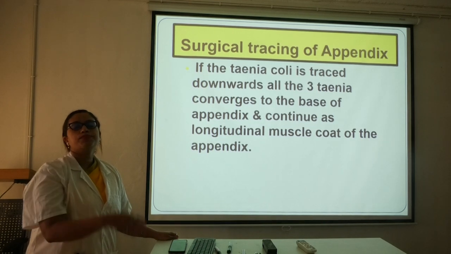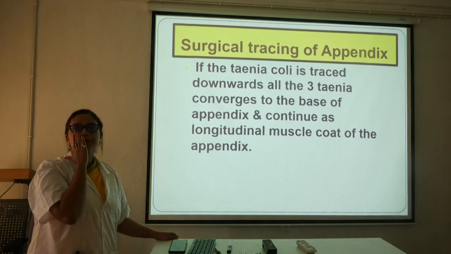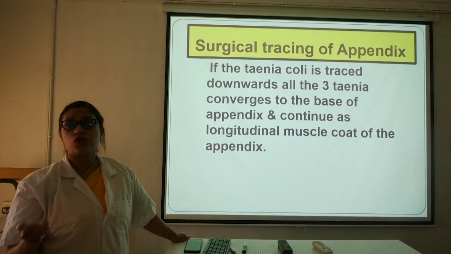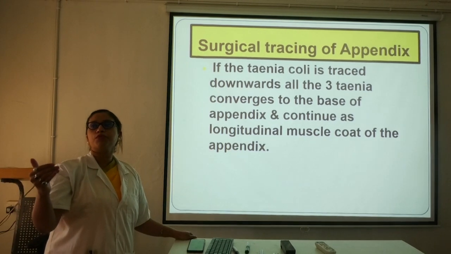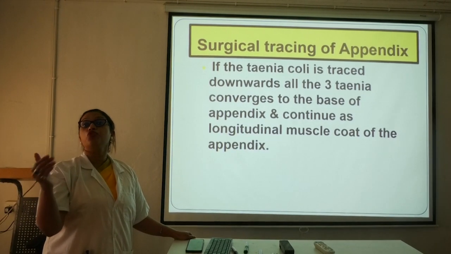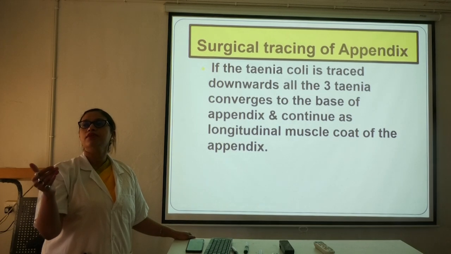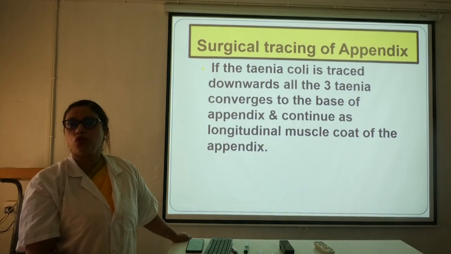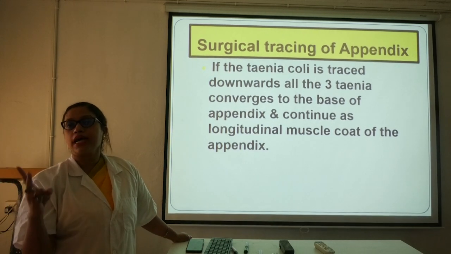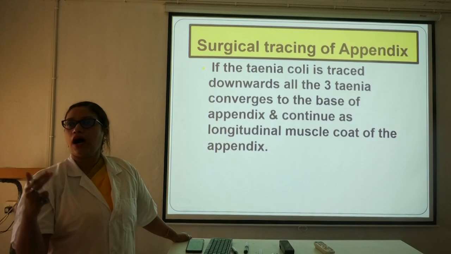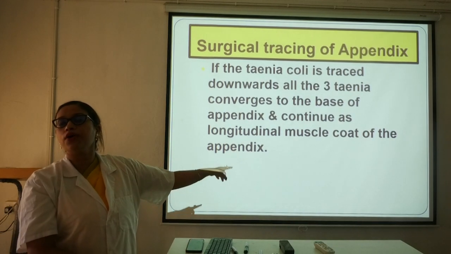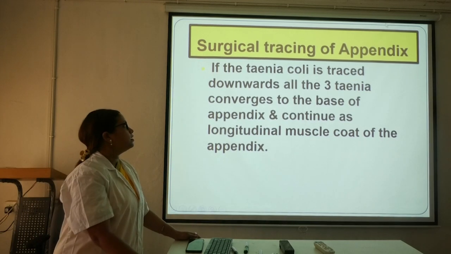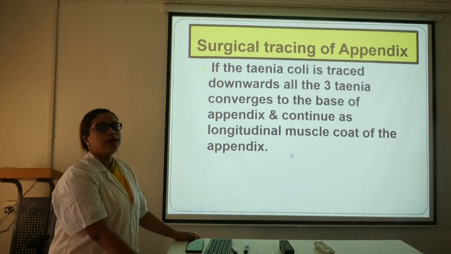muscle coat. Do you know how many muscle coats are there in the mucosa? In the GIT mucosa, what are the layers? Mucosa has 3 layers. From inside, who is first? Epithelium. First will be epithelium. Then next one is lamina propria. Then third layer is muscularis mucosa. Now this muscularis mucosa has 2 layers, inner circular, outer longitudinal. So the tinea coli will converge where? Outer longitudinal layer. Okay. So these are the surgical landmarks of the appendix.